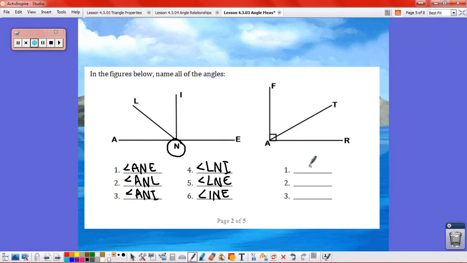This angle goes much faster. We have angle FAT here. We have angle TAR. And then we also have the bigger angle FAR.